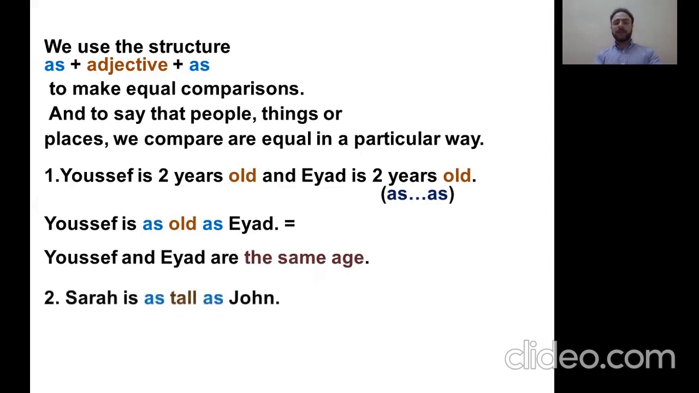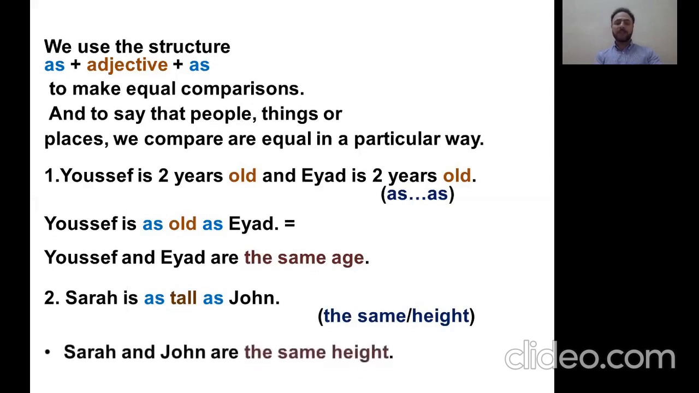Number two, Sarah is as tall as John. Use the same or height. Here we would like to change the adjective tall into its noun, which is height, to give the same meaning. So the answer is: Sarah and John are the same height.